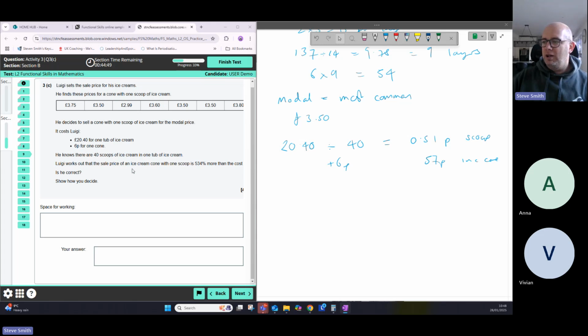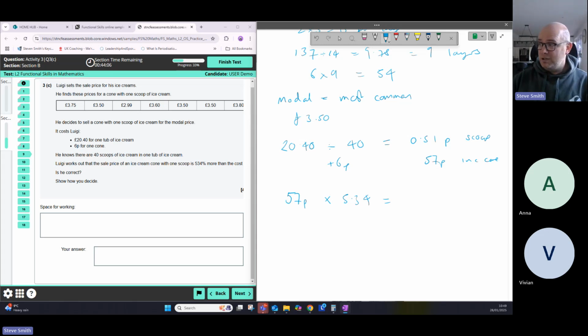Luigi works out that the sale price of an ice cream with 1 scoop is 534% more than the cost. Is he correct? The cost is 57p. Okay, times by 5.34. So 534%. It's not times by 534. And it's not times by 0.534 because that is 50%. So we're timesing by 500, which is the 5, and 34%.